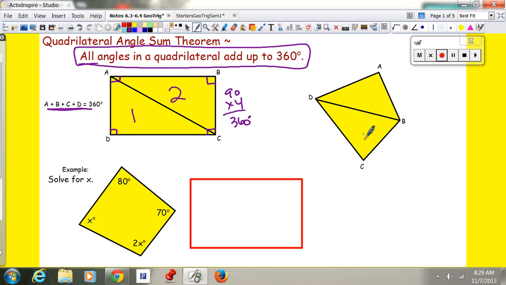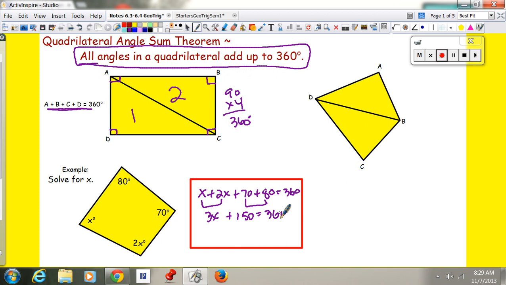So let's look at example 1 down here and solve it. Give me an equation that would work. Okay, what would be a good equation? Here's my x, my 2x, so I'm going to take x plus 2x, and then I'm going to add the 70 and the 80 together, and that's going to add up to 360. All 4 angles, when you put them together, have to add up to 360. So let's just combine our like terms. 3x, and that's 150, equals 360.